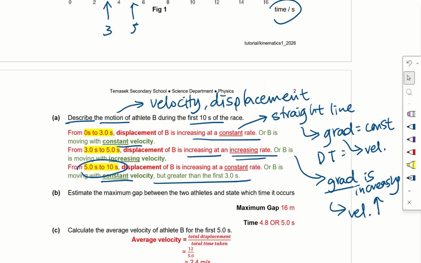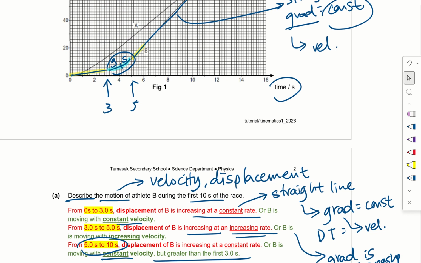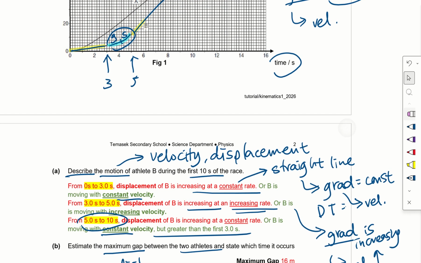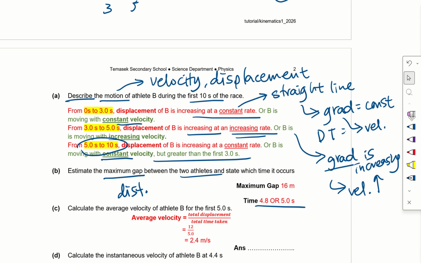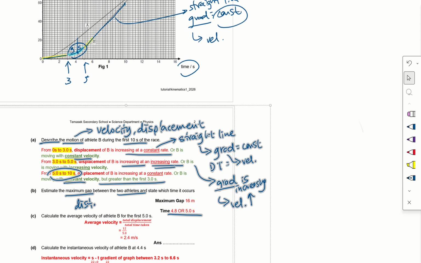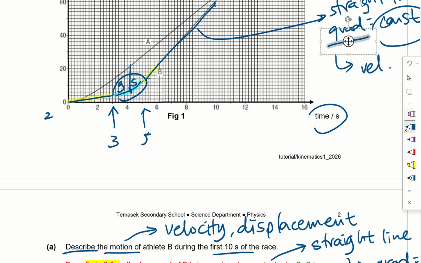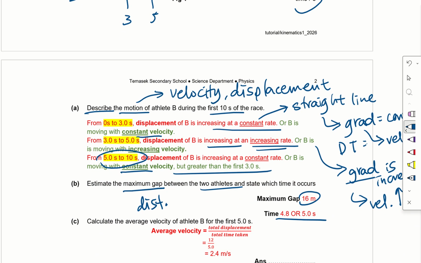Part B, estimate the maximum gap between the two athletes. That means the maximum distance between them, and state at which time it occurs. So you need to look at the graph. The maximum gap will occur somewhere at 4.8 or the 5th second. Then you can count the number of squares, and each small square represents a value of 2. So you can work it out to be 16 meters.